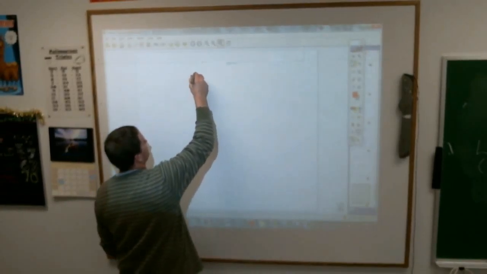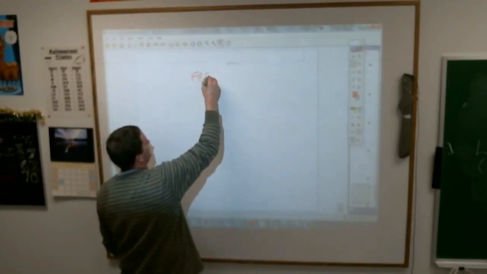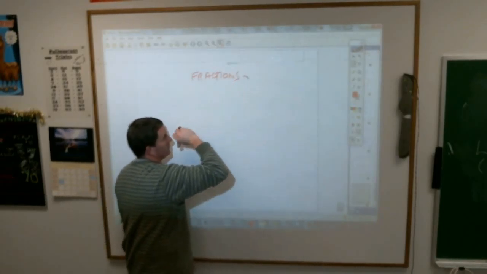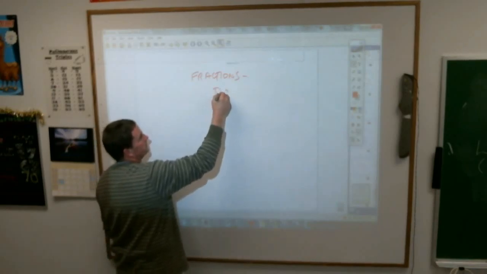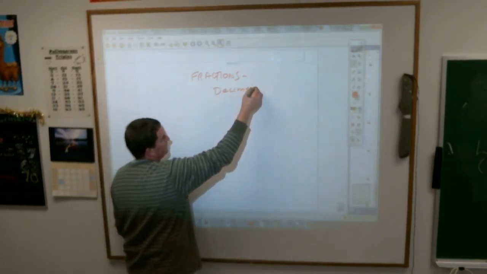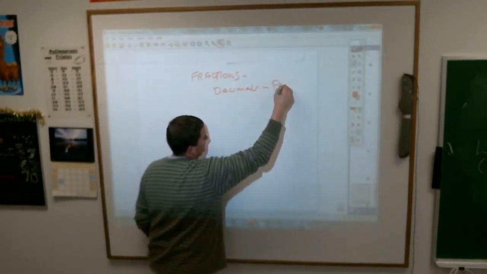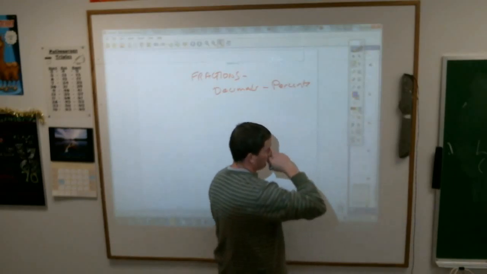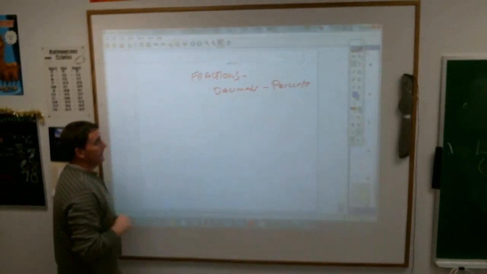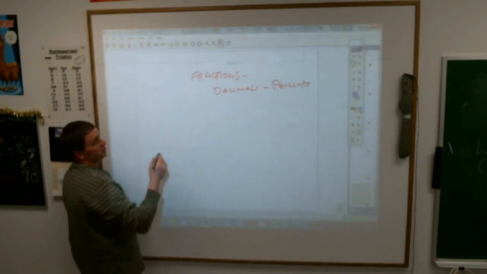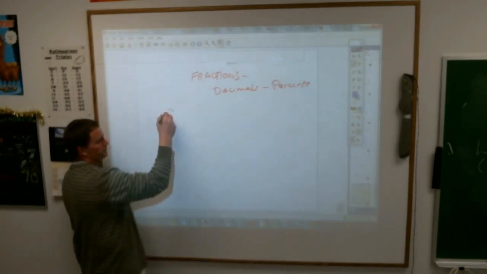And the basic gist of what yesterday should have been about is that fractions and decimals and percents are all related. If you know one, you should know them all. And one of the best ways to make sure you understand the relationship is to look at your little fraction circles.